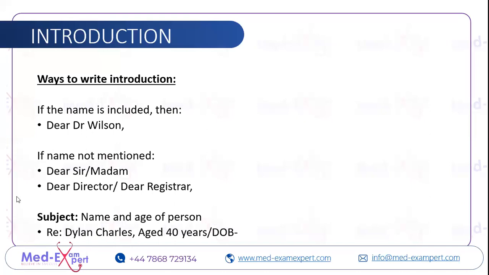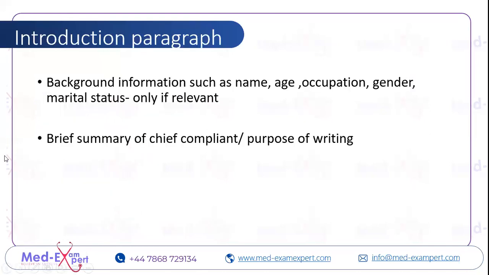Now, in the introductory paragraph, what do you have to include? Background information, that includes your patient's name, age, occupation, gender, and marital status, only if relevant. That means if marital status is having any kind of effect on the patient's condition, then you can write it, otherwise you can skip this. Occupation, if relevant, you can write, otherwise just exclude it.